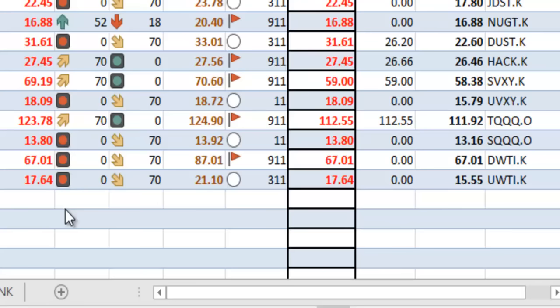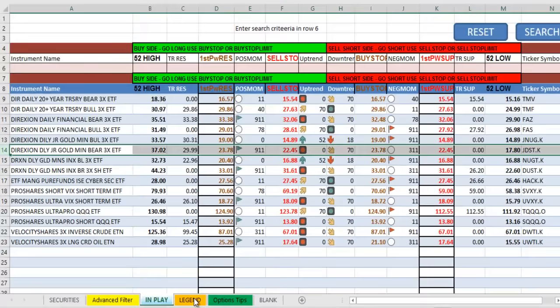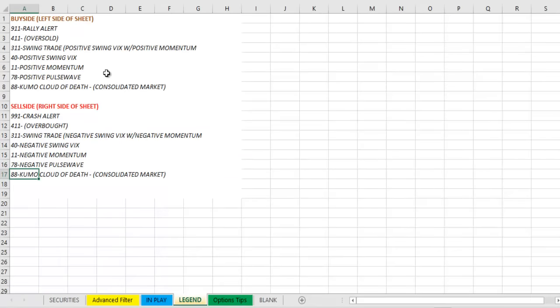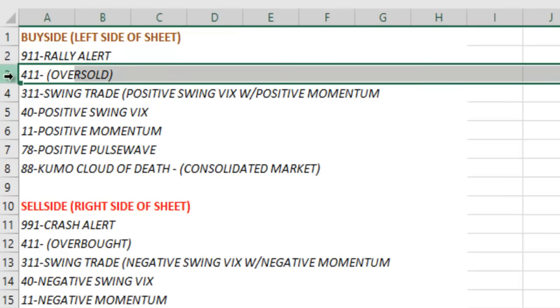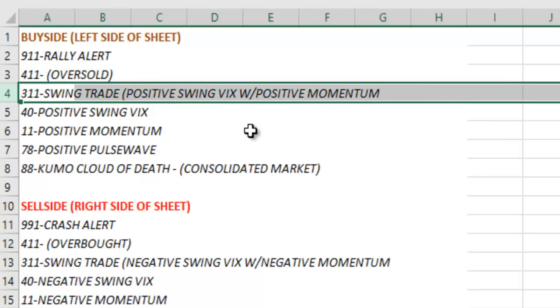So first, I think we need to go over the legend again, just as a brief rehash here. We click the legend tab, and it breaks down what each alert code means. We have a 911, which is your rally alert. We have the 411, which means that the market is in an oversold situation. 311 is a swing trade with a positive swing VIX and positive momentum.